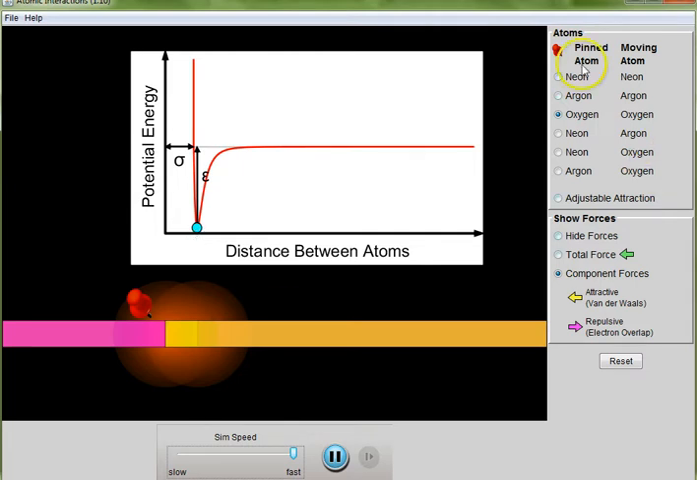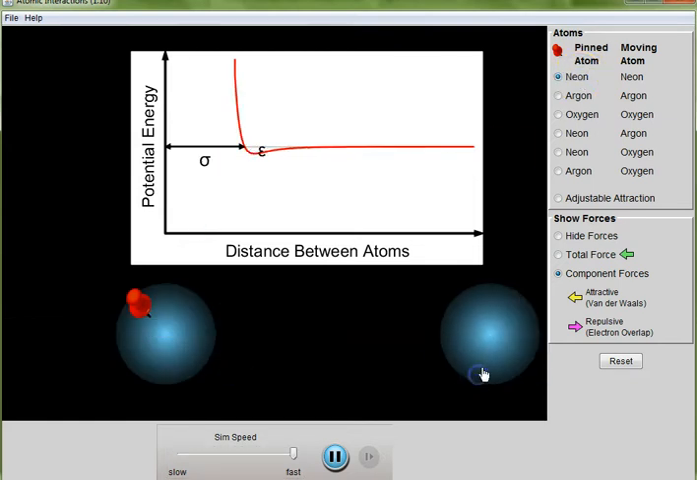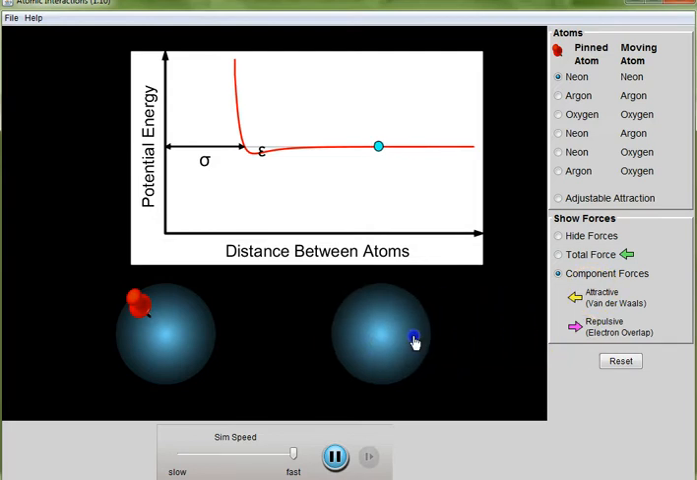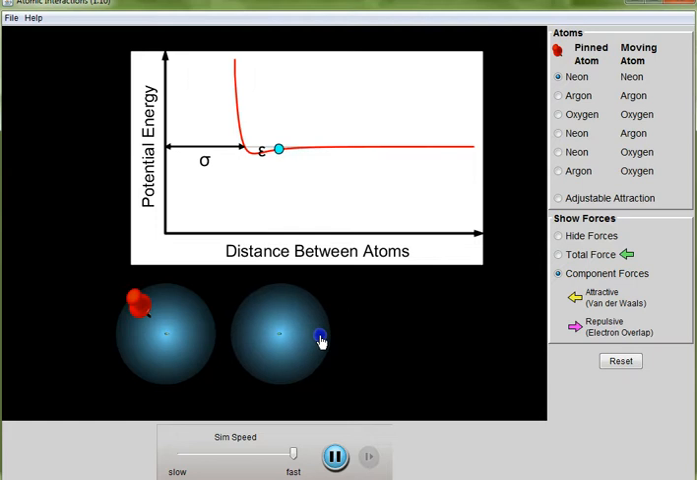Let's try and change it with other atoms. Let's say neon. We start with the same thing. Yellow is the attractive force, pink is the repulsive force. You start to bring the atoms close to each other, and you'll see that the energy starts to drop. Here the attractive forces are not as strong, and you can see that it kind of bumps off. At this particular point you can see that the attractive and the repulsive forces have balanced, and that is the bond length for neon.